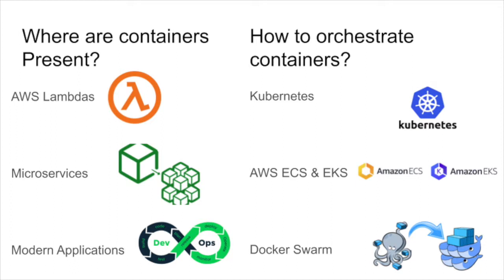One very important aspect of containers is how to orchestrate them. Here are some of the main orchestrator solutions available today. First of all, you have Kubernetes, which has become the leading orchestrator solution in the market. Amazon Web Services has its own orchestrator called ECS, and recently they launched their own Kubernetes service called EKS. And Docker has its own orchestration solution called Docker Swarm.